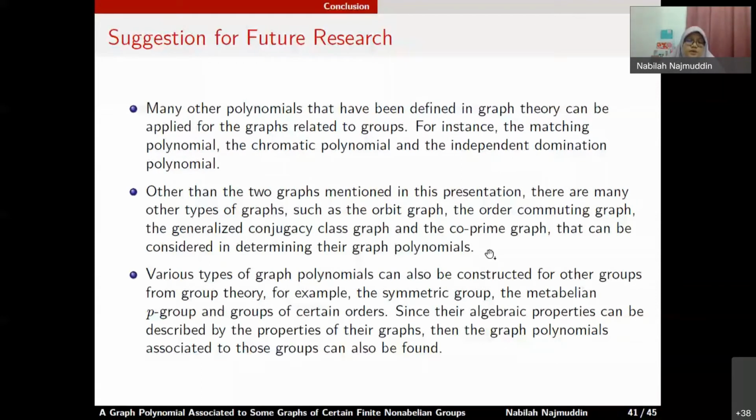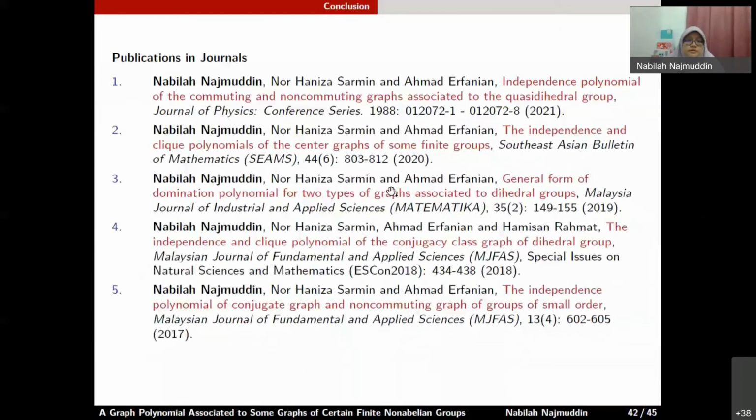I listed here some, because the algebraic properties of a group can be described as graphs, and therefore it is possible to find their graph polynomial. Some of the theorems in this presentation I have published in certain papers. You can Google my name or see my ResearchGate account.